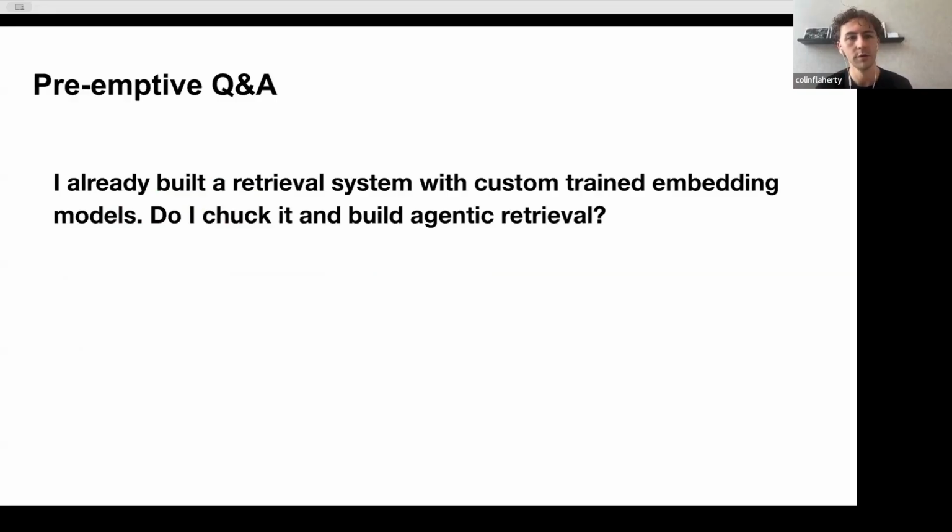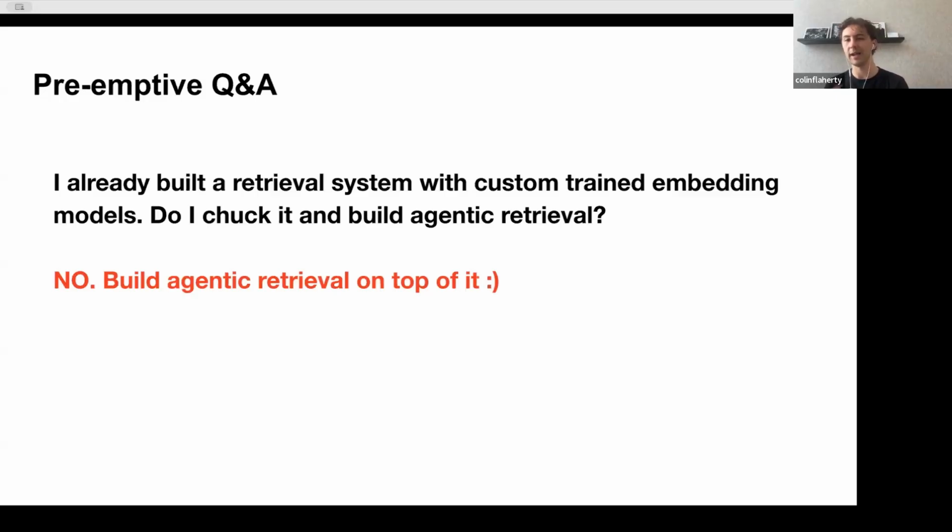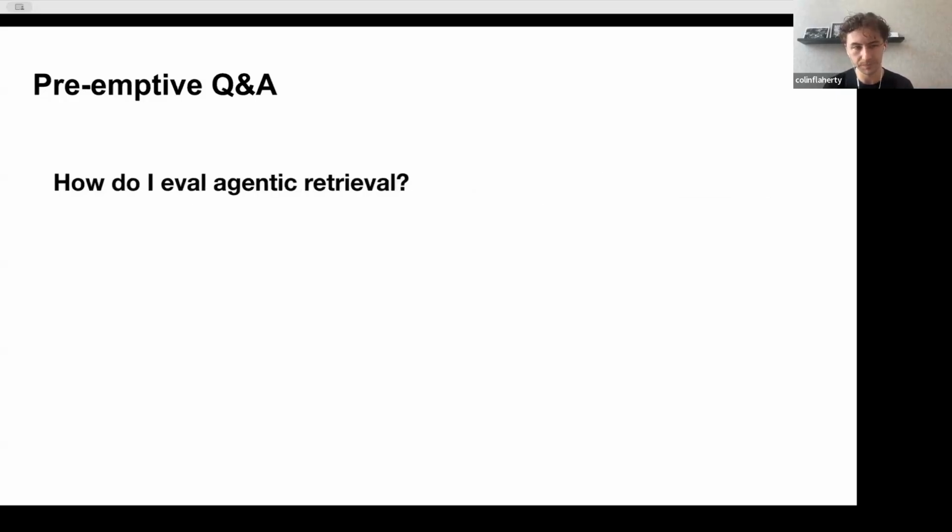So I want to go through a couple of preemptive Q&As, and then we can talk through questions. So one, I already built a retrieval system with custom trained embedding models. Do I chuck it and build agentic retrieval? It should be clear right now, no, build agentic retrieval on top of it. Just take your existing system and add it as a tool to an agent loop.